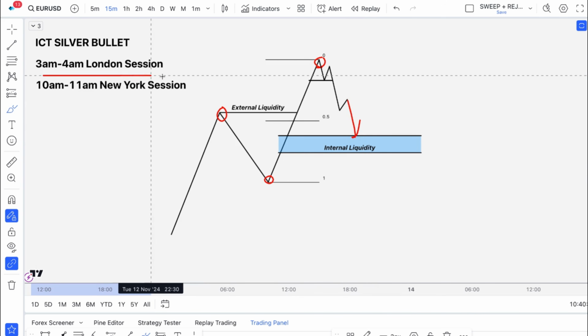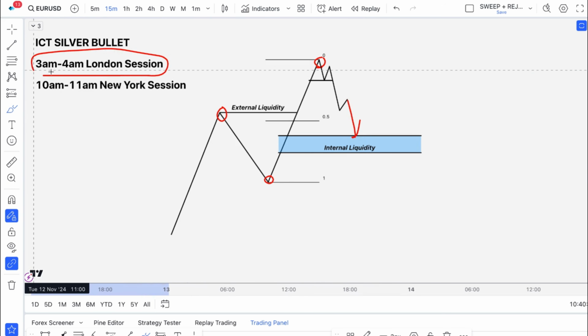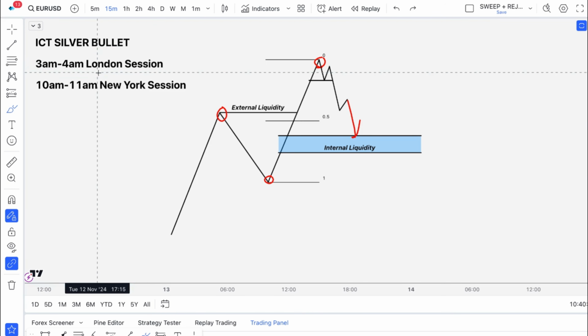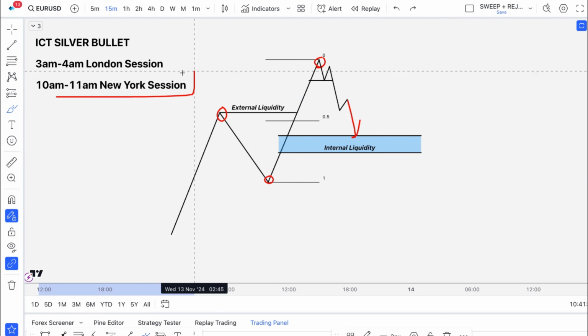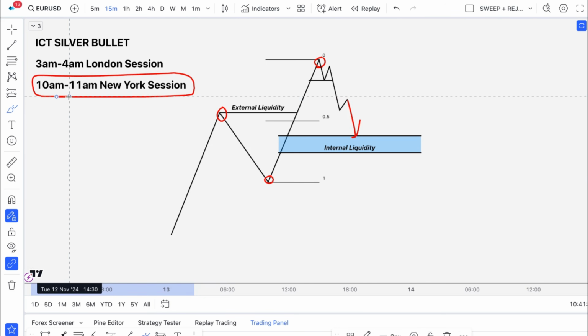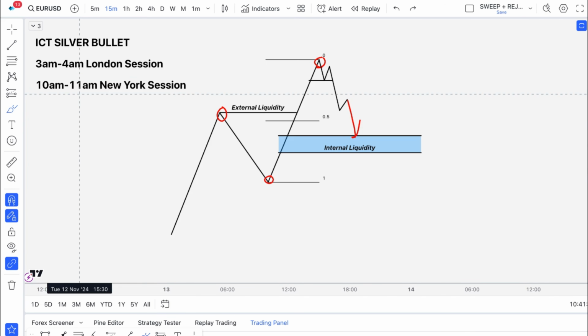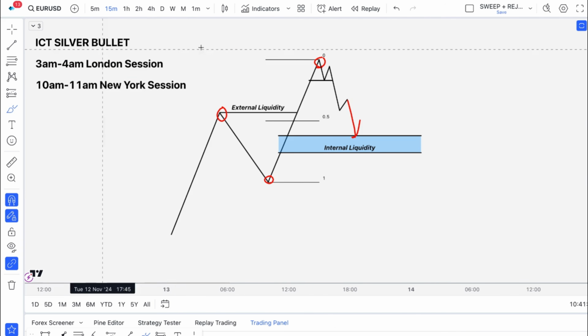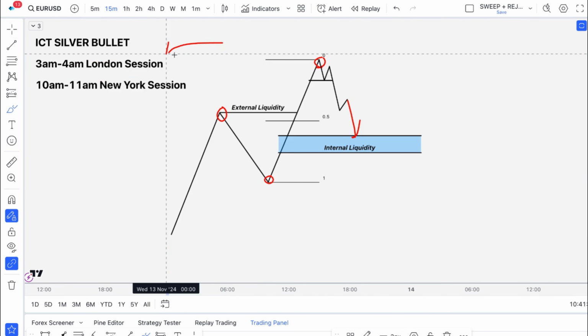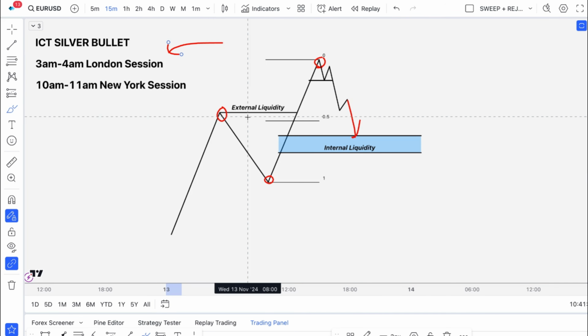In terms of timings for the silver bullet, from an Eastern perspective, so from the US, that's 3 a.m. until 4 a.m., which is the London session. If you can't make that, then if you're from the US, you're going to be trading the New York AM session, which is 10 a.m. until 11 a.m. You can translate accordingly if you are from another time zone, but these are from an Eastern, US-based perspective.